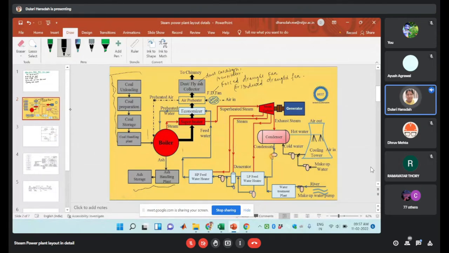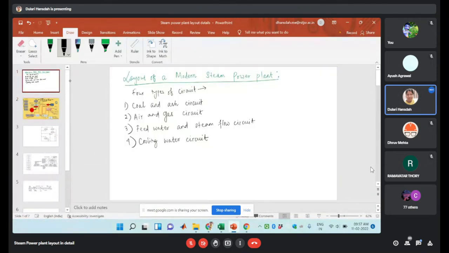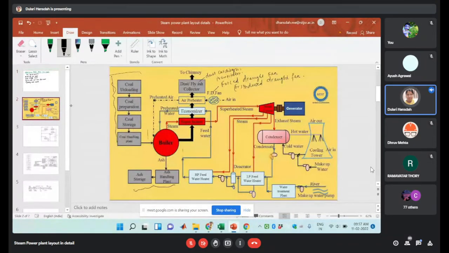So now we are going to discuss the feed water and steam flow circuit. First, I'm going to discuss the steam flow circuit here. This red line is related to your steam flow circuit, and this blue line is related to your feed water circuit. Okay, so in this case, the steam will be generated from the boiler, and that will go to the superheater.